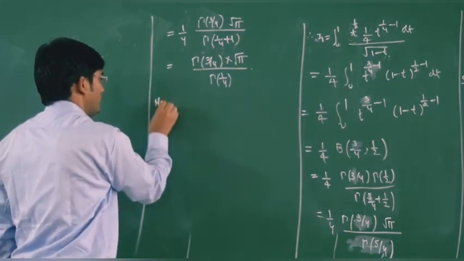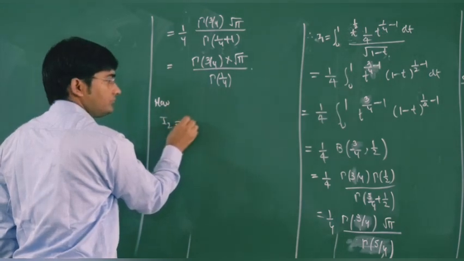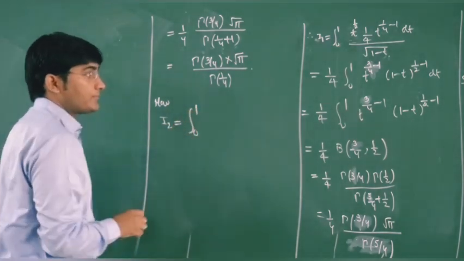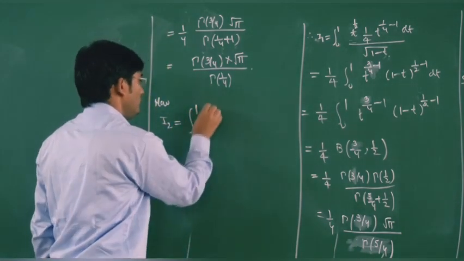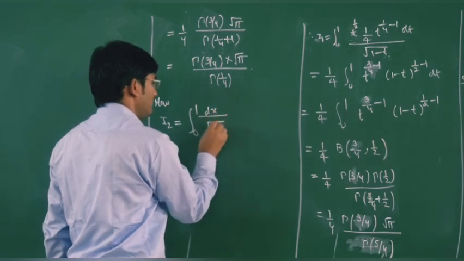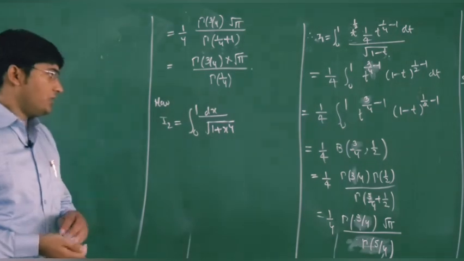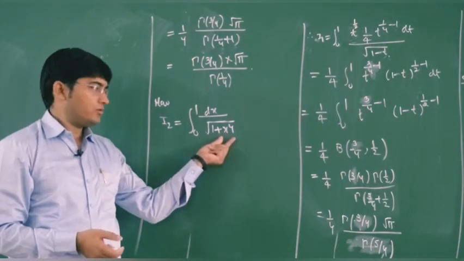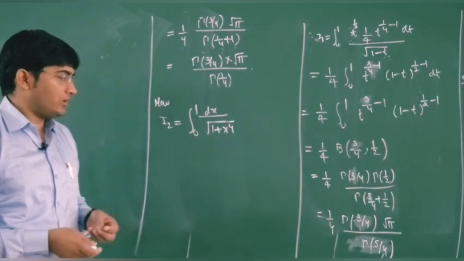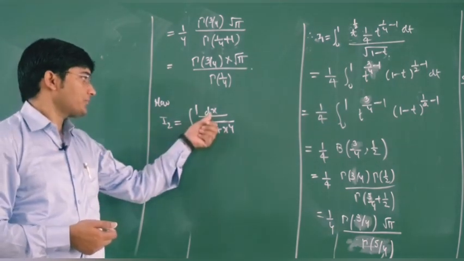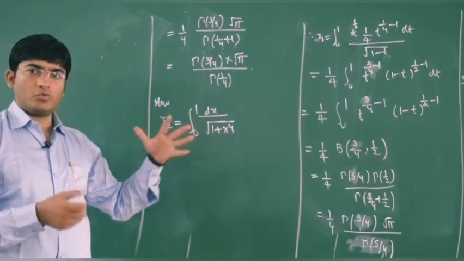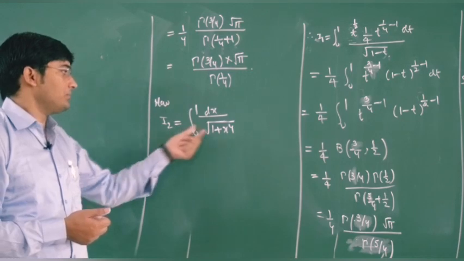Now I2 is equal to integral 0 to 1, dx upon under root 1 plus x power 4. Please note that here we cannot take x power 4 equal to t, because then we will have dt upon some under root 1 plus t power something times 1 plus t.